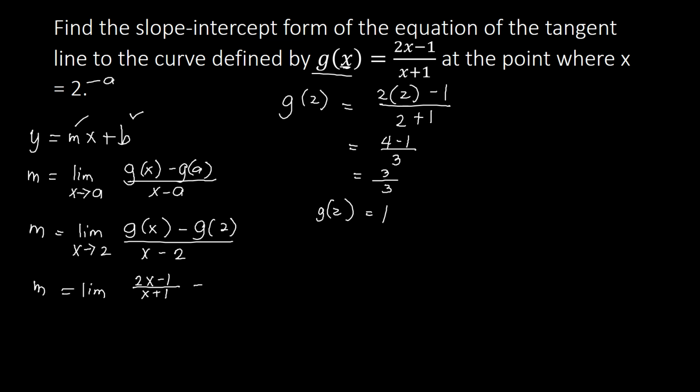So replacing g of 2 with 1, over x minus 2 as x approaches 2. Simplifying that, since we've got a fraction in the numerator and another term, we wish to have it as a single fraction so that we can simplify. So the slope will be equal to the limit of 2x minus 1 over x plus 1 minus 1. The LCD of that is x plus 1. This will be the LCD of the entire numerator. So x plus 1 divided by the denominator x plus 1 is 1, times 2x minus 1, that will be 2x minus 1.